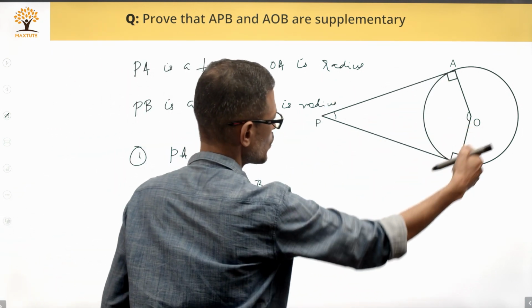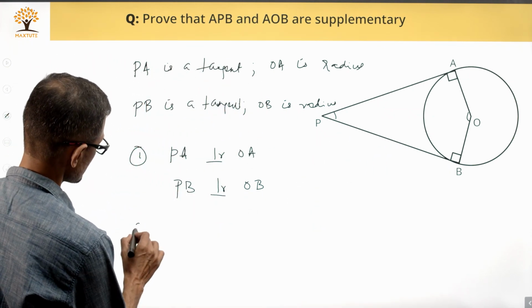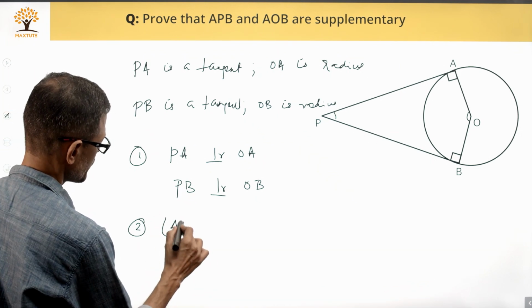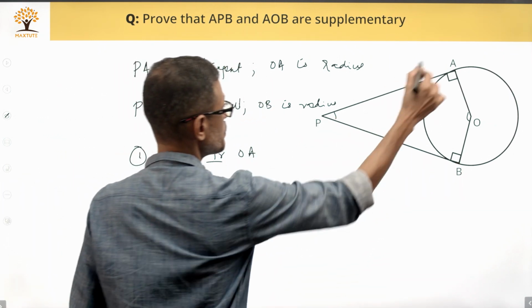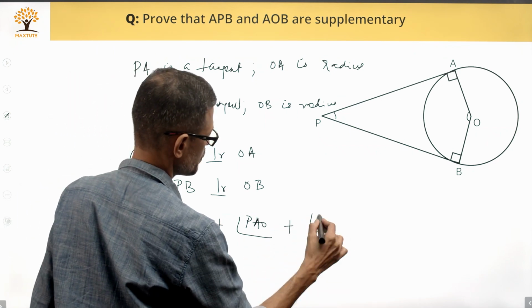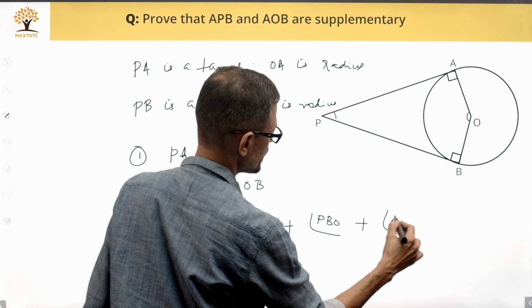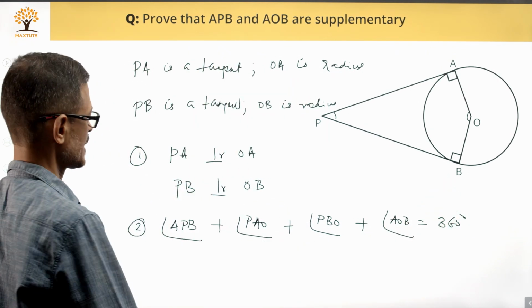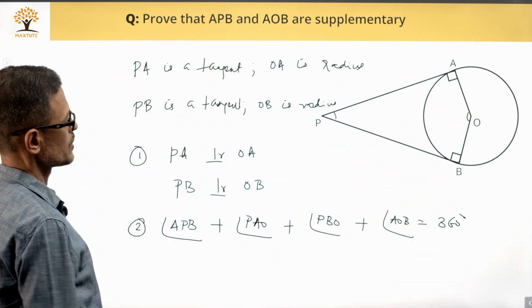Next, look at it. What is PAOB? PAOB is a quadrilateral. So in a quadrilateral, sum of the interior angles is equal to 360 degrees. So angle APB plus angle PAO plus angle PBO, right? This angle plus angle AOB. The sum of these four angles is equal to 360 degrees, right? Actually, I should have written AOB and then PBO when it comes in a cyclic order. We'll fill in the values properly, right?